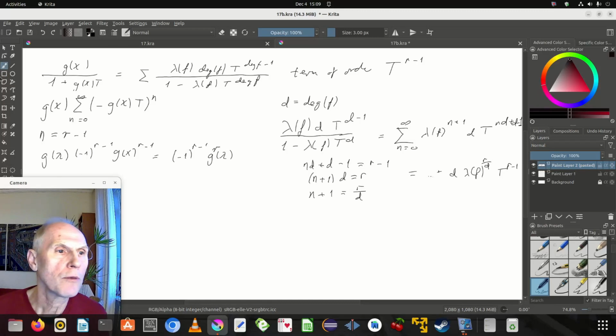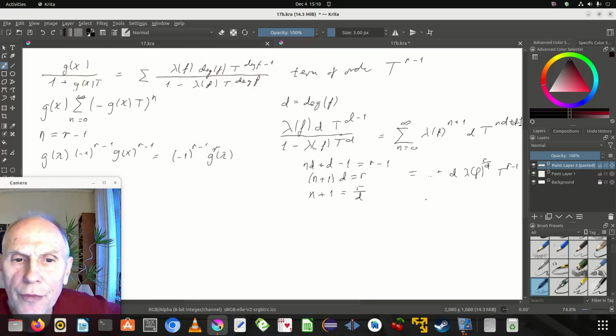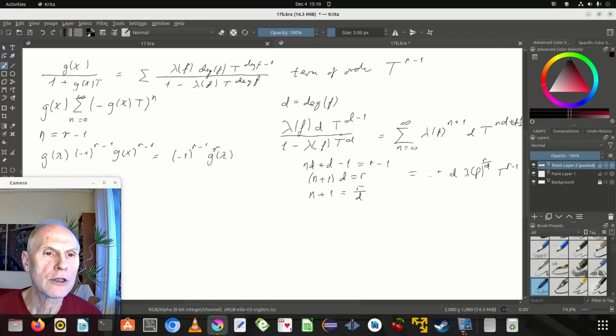Now, does that agree with what we should obtain? I haven't written what it must give. The sum d lambda, that's it. So we just have to sum over all the polynomials, irreducible monic polynomials that has a degree dividing r. And then just the coefficient to t to r minus 1 must be equal.